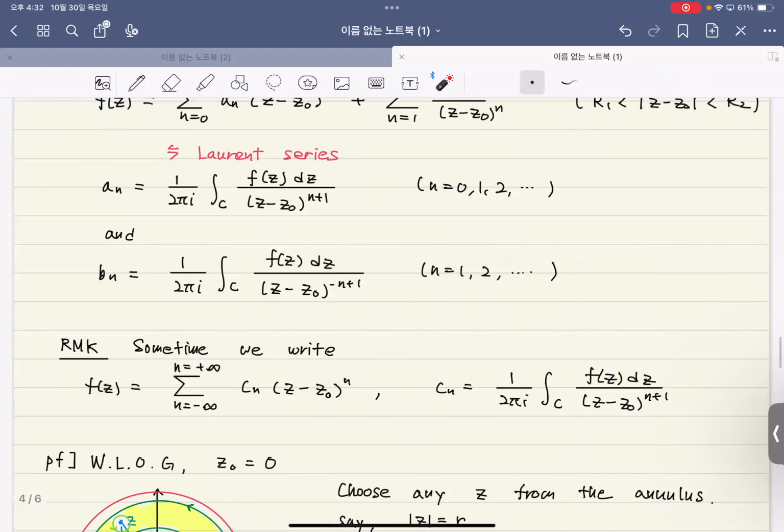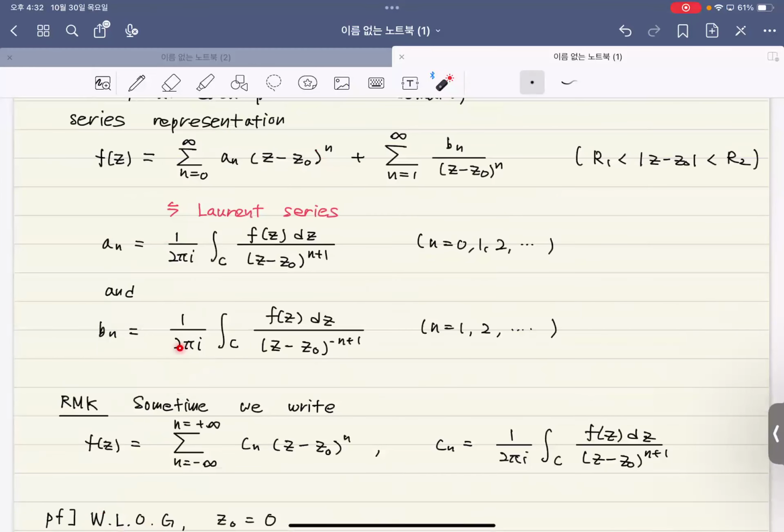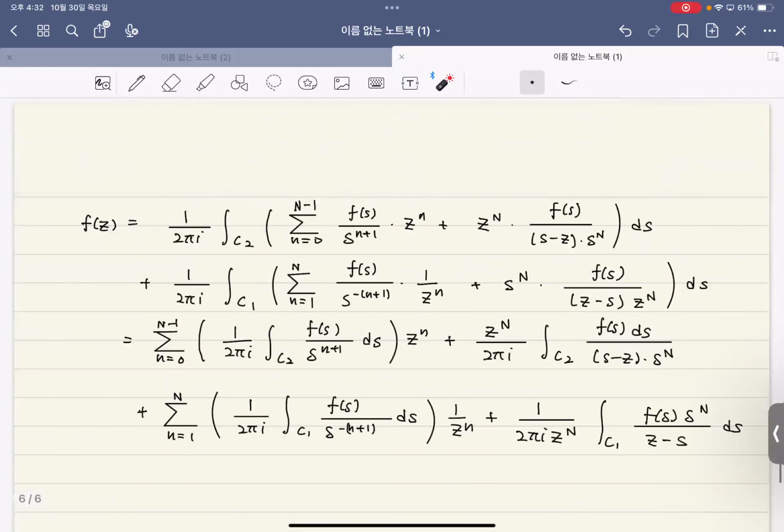Okay, so we are almost done. Let me compare this expression and that expression, which is exactly the same as this and that, right? So this is A_n, this is B_n. So all I need to do is to show that these two guys tend to 0 as n goes to infinity.